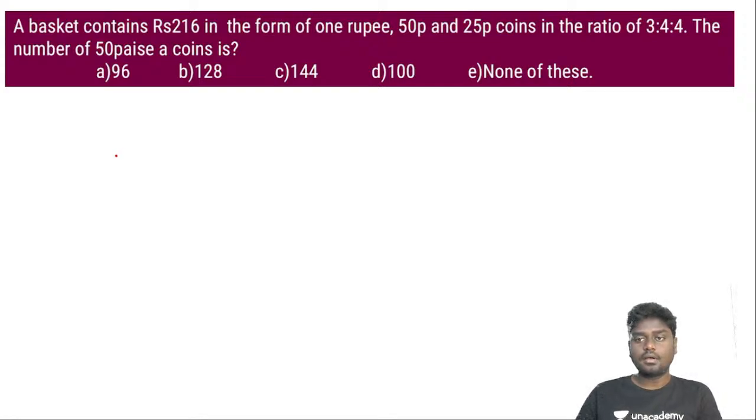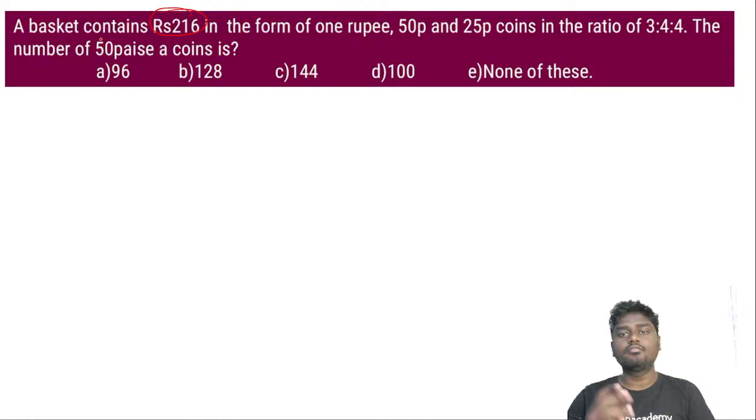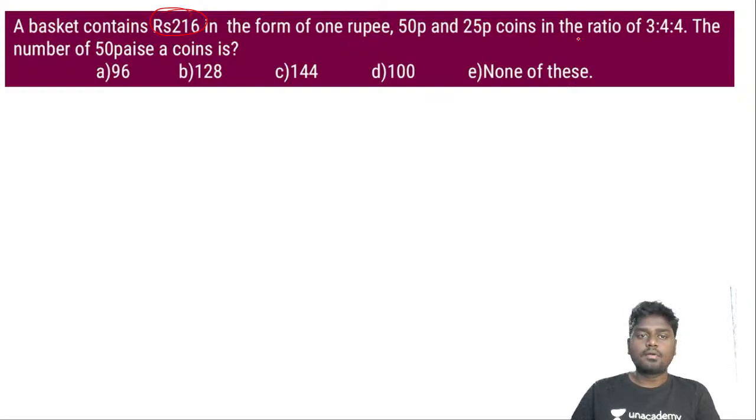So this is a ratio based question where the money value is to be implemented. So let's see how it works. You have a total of 216 rupees, and you have three different denominations. You have 1 rupee, you have 50 paise, and you have 25 paise. The number of coins is given in the ratio 3 is to 4 is to 4. All you need to find is how many 50 paise coins you have.